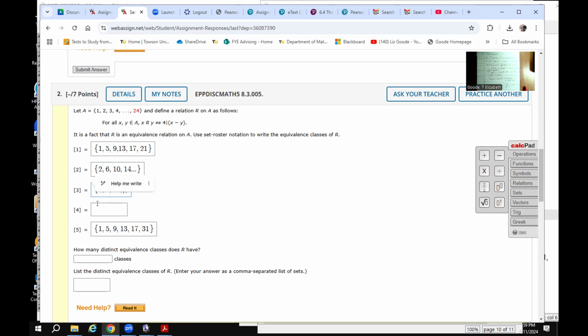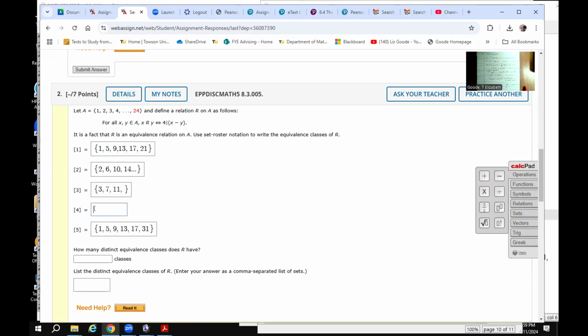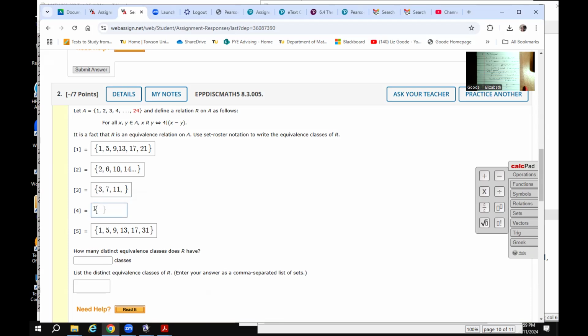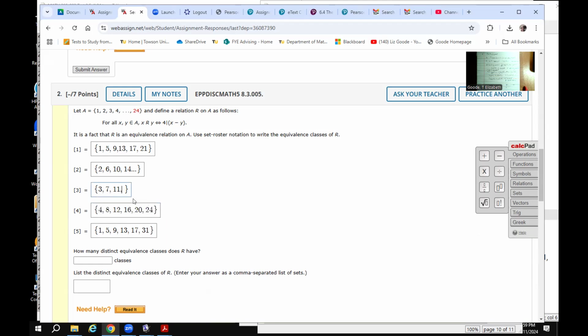And what about 4? What will go in the equivalence class of 4? It would be 4, then 8, 12, 16, 20. That's all for that one. Does that make sense?